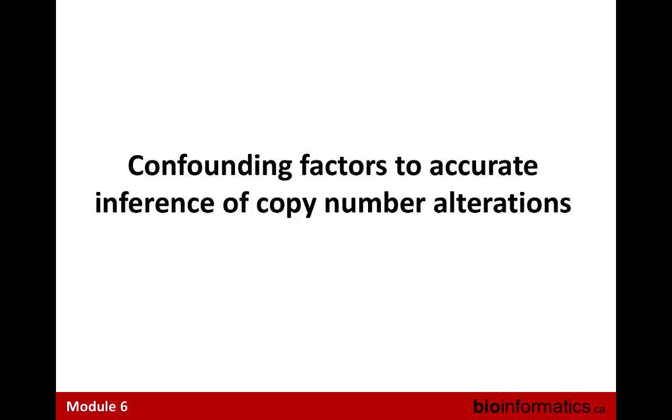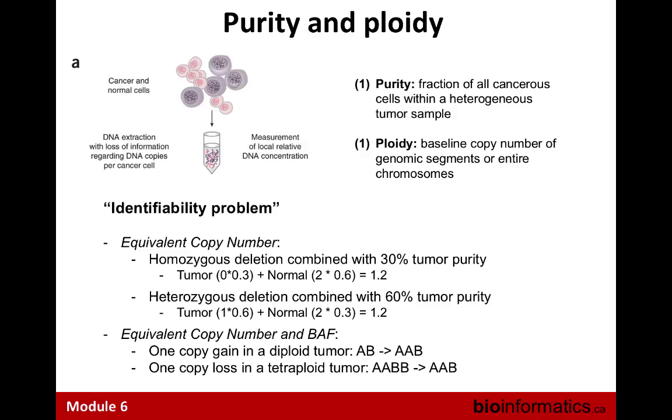Okay, so I'm going to move on to talking about some confounding factors that make copy number inference challenging. Essentially, there are three main reasons. First of all, when you're profiling a sample, as I mentioned, cancer cells are almost always intermixed with some normal cells. So we can have low purity in some cases, and that's going to confound our analysis.